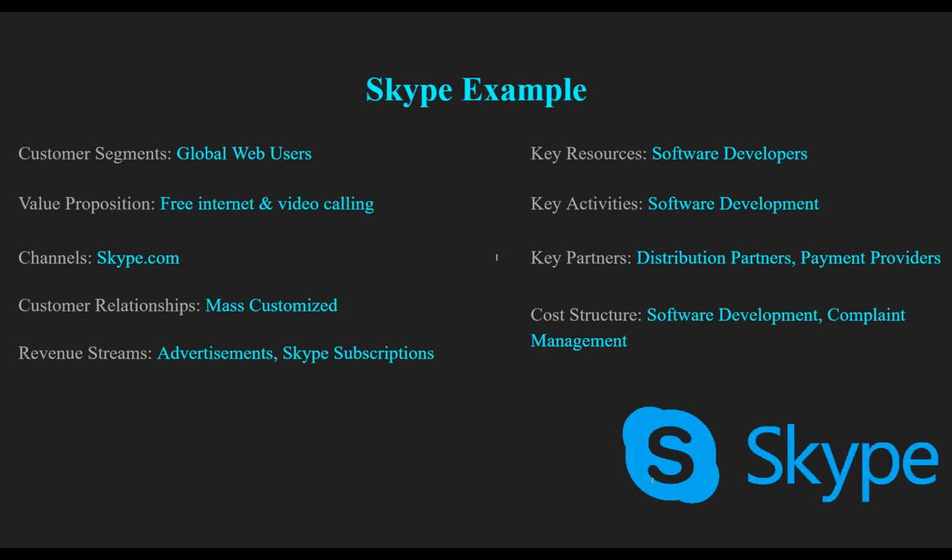The cost structure is like, what are the most important things? Like what are the costs that Skype has to continue? We could say Skype is constantly spending money on software development, and in addition, Skype has a complaint management system where it needs to spend money to deal with this problem as well, right? This could be said as a part of the cost structure of Skype.